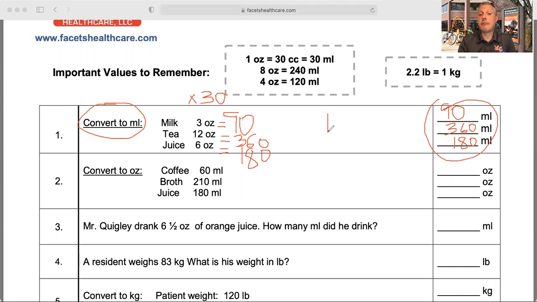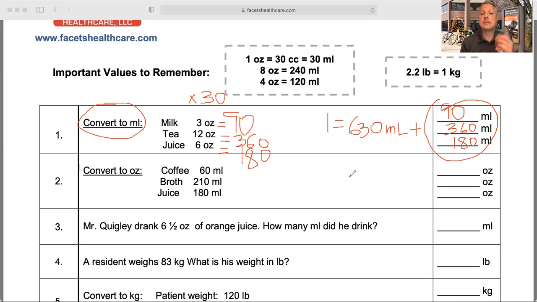If they wanted us to find the total intake, the I, right, not the O, the I, we would add all of those 3 together. We would just add them. So we would take the 90 plus the 360 plus the 180. So the total intake for this patient is 630 ml, not ounces, but ml for this particular problem.